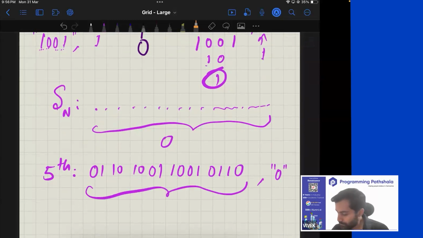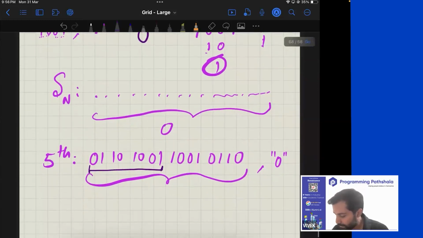But the left half of it, the left half alone will be representing 0 and the right half alone will be representing 1. Just try that. If you take this left half alone and you backtrack, you will say 0, 1 came from 0, 1, 0 came from 1, 1, 0 came from 1, 0, 1 came from 0.